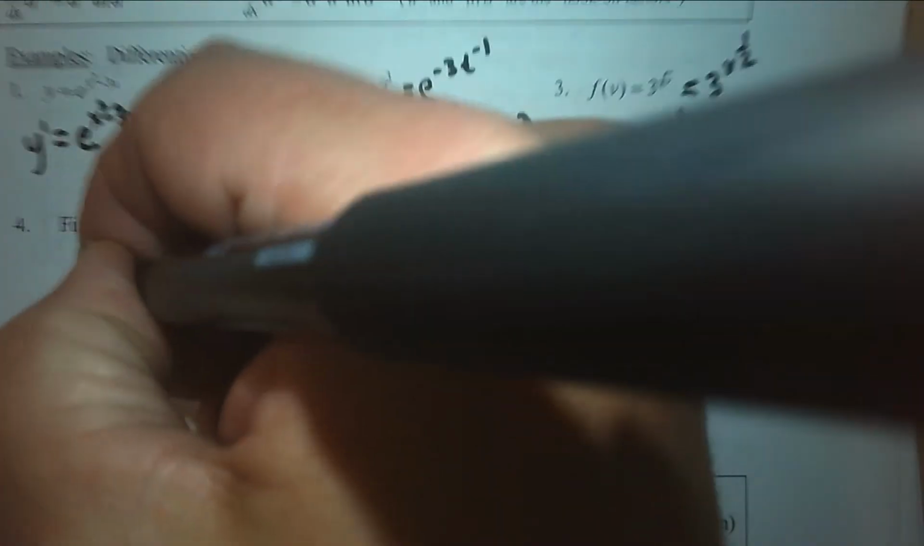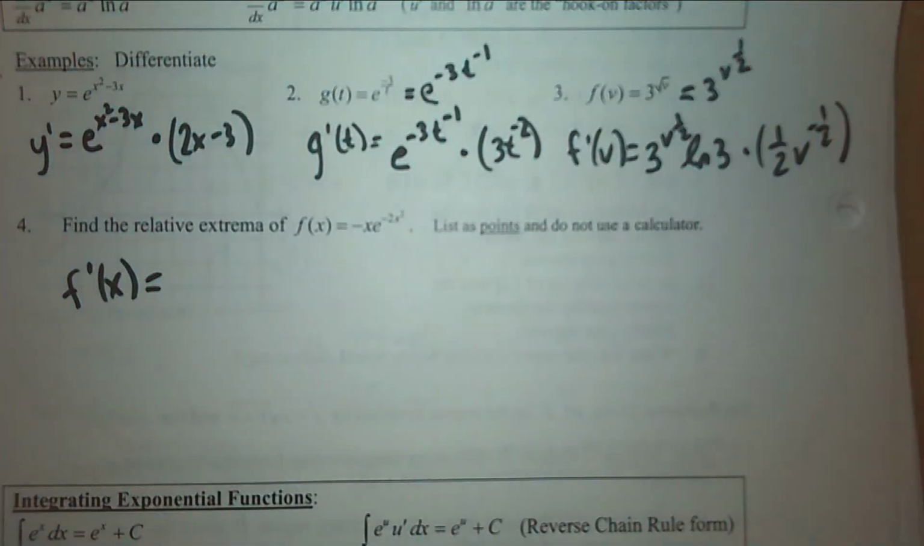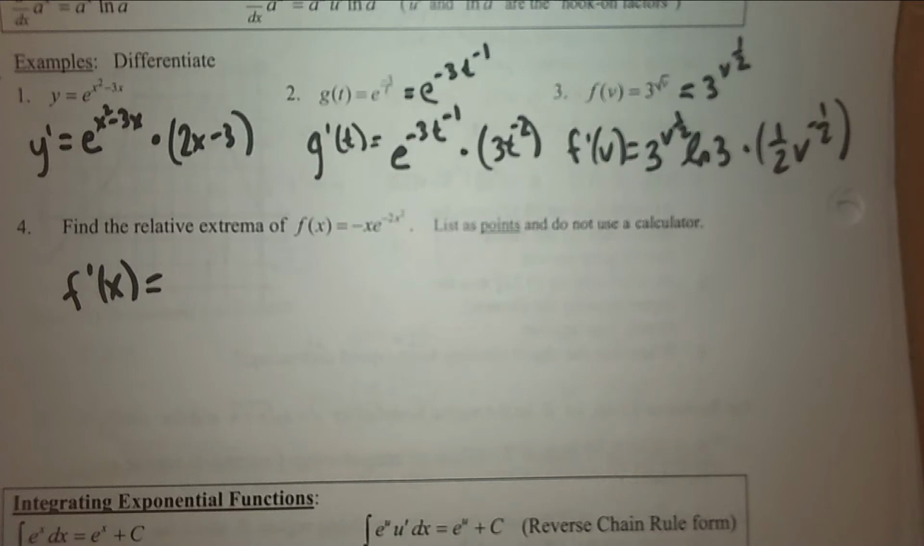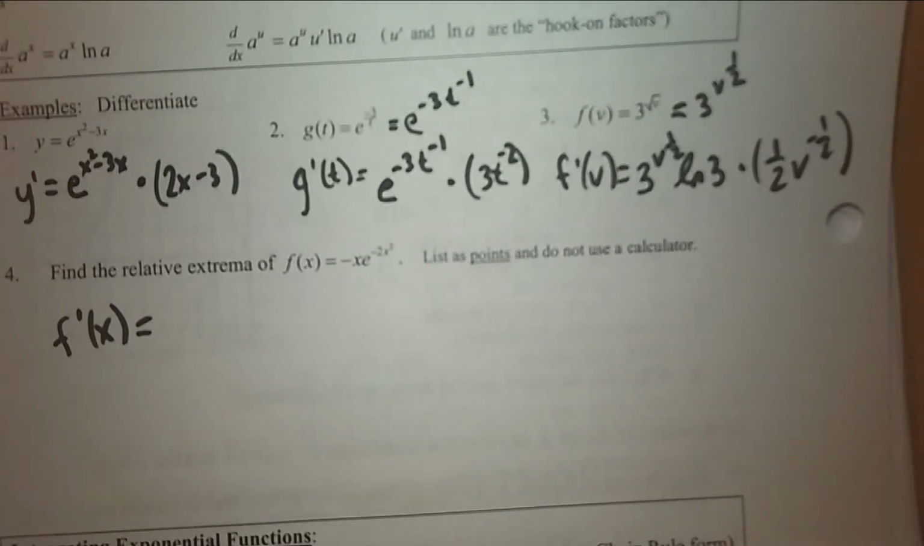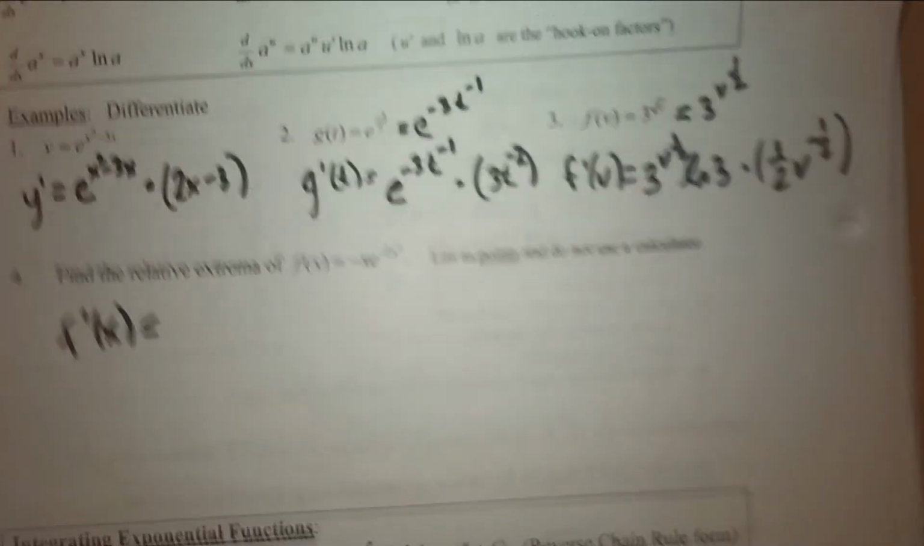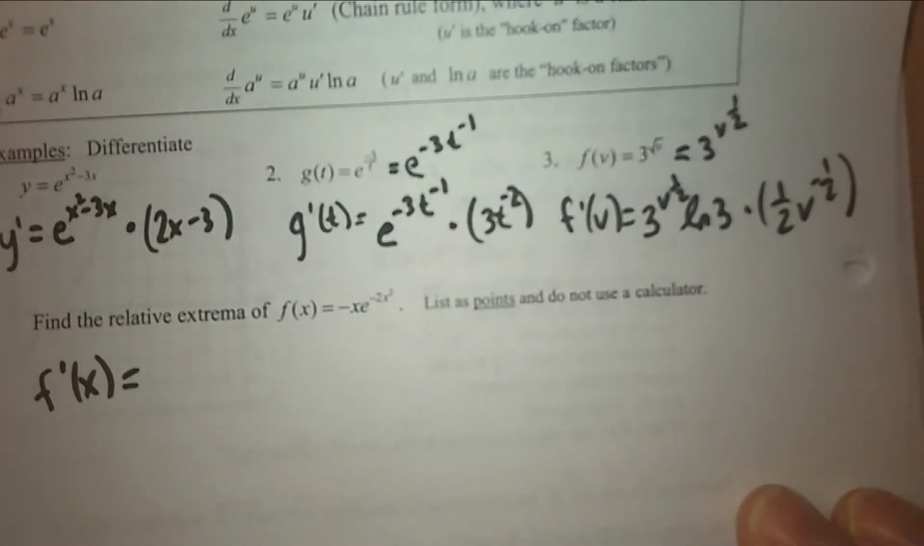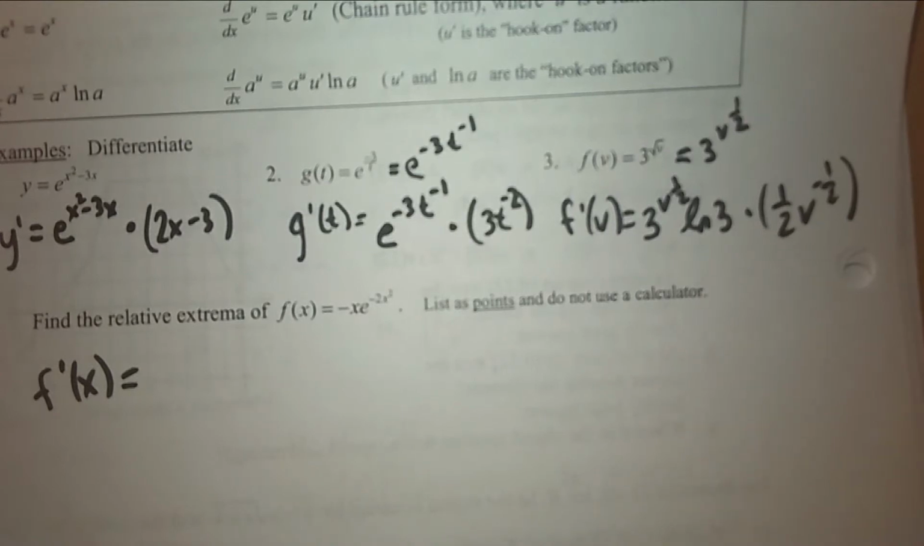So I have a sense that this means, because we're doing derivatives in this lesson, it probably means the derivative. How do I take the derivative of f at x? So let's say that that's the product rule. What would be the first term? Negative x. What's the second term? And they're being multiplied, right?